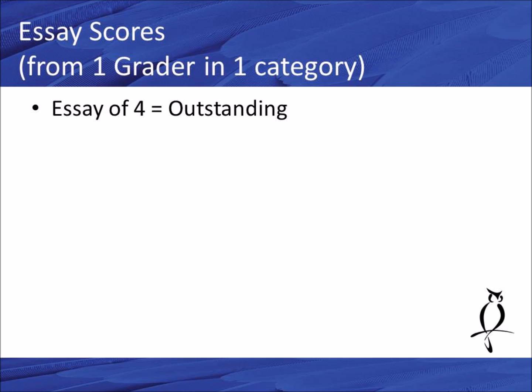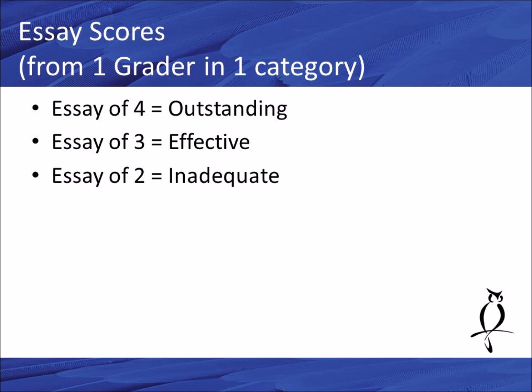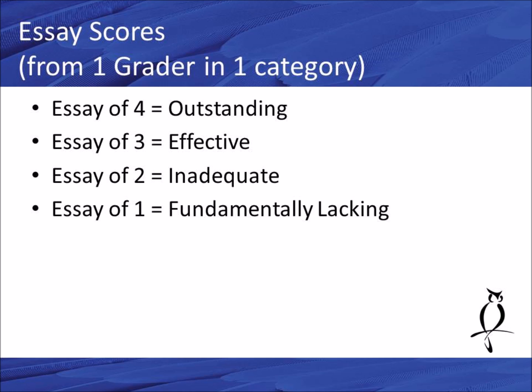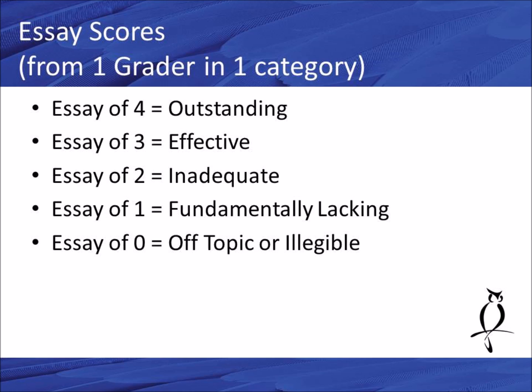So this would be one grader in one category. They give you the possibility of 0 to 4. A score of 4 is outstanding. A 3 is labeled effective. A 2 is labeled inadequate. And a 1 is, gulp, fundamentally lacking. Major problems. If you received a 0, that means your essay was either off topic or illegible. Right? Those are the only two reasons you get a 0.